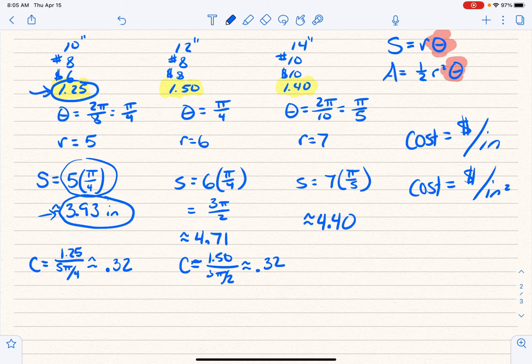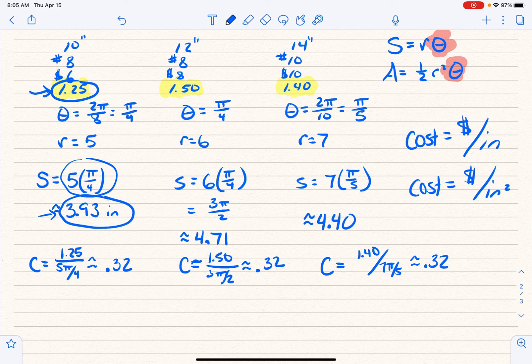And then the last one, the cost is going to be the cost of the piece of pizza, 1.40, divided by 7 pi over 5. So I say 1.40 divided by, open parentheses, 7 pi divided by 5, and I get the exact same price. That is absolutely hilarious. Every time I got 0.31830988862 and so on. Okay, how funny is that?